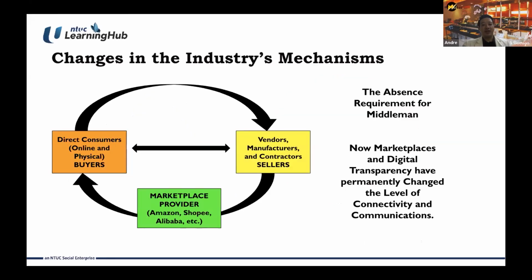So, what are the changes in the mechanism of the industry? Like I mentioned earlier, today you can open a shop immediately on, let's say, Shopee, and sell your product directly to the customer. There is a platform called a marketplace, where sellers and buyers meet, and they can immediately transact with each other. And it is not restricted by borders.